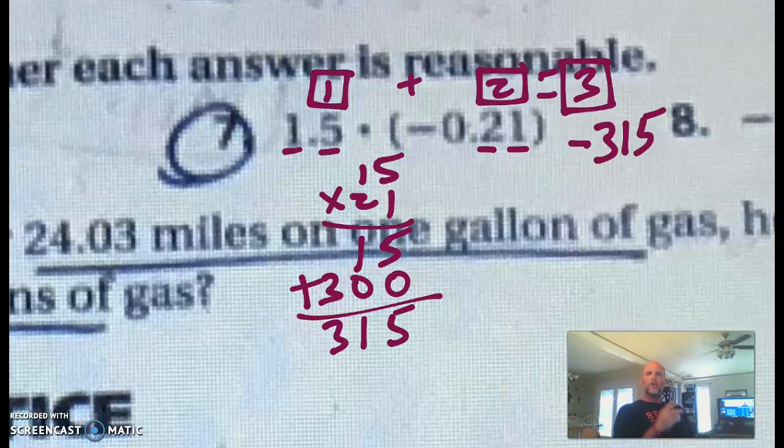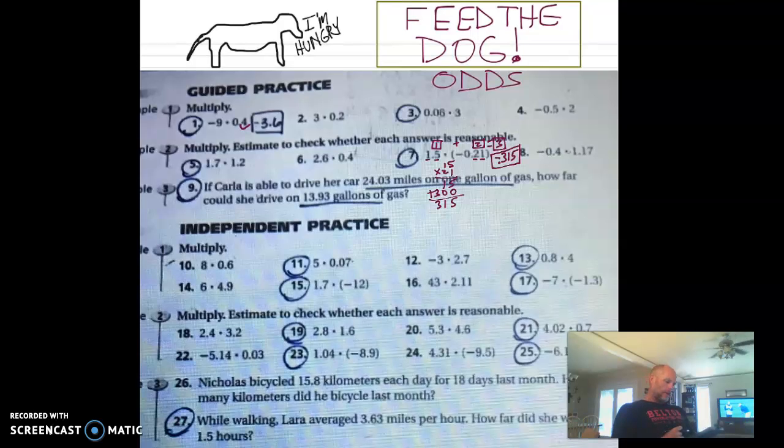315 right there. Don't forget to feed the dog. Where's my camera? There it is. 3 times. Feed the dog 3 times from the end. Once, twice, 3 times. I'm going to erase that. So the decimal would be right here. Negative 315 thousandths.